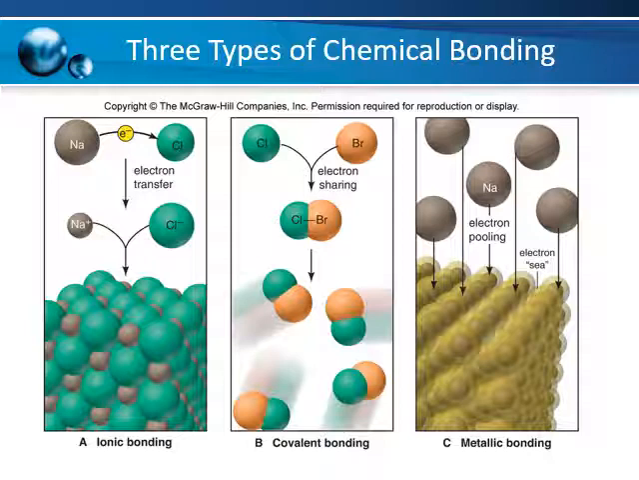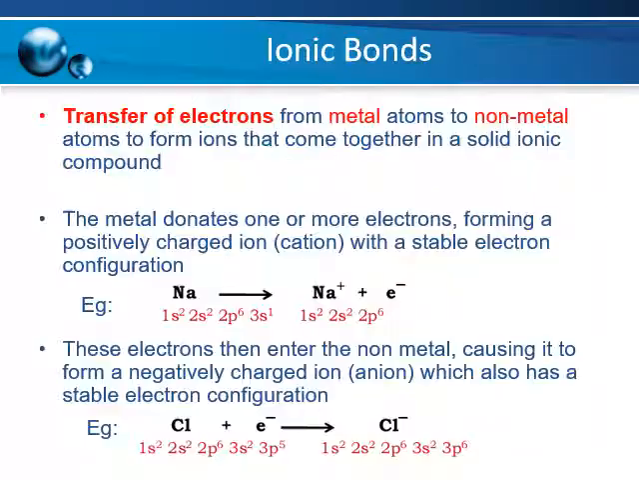For metallic bonding, it is between metal and metal. Metallic bonding, metal and metal, such as Na with Na with another Na to form a sea of electrons. So in ionic bonding, we transfer electrons from metal to non-metal by donating or receiving the electrons. The metal donates 1 or more electrons, and once the electron enters the non-metal, it will receive it. Each should become an ion.